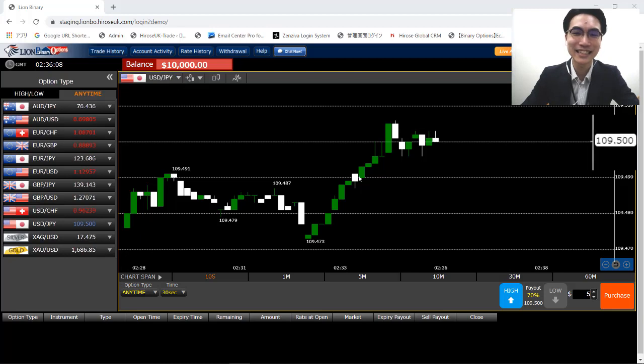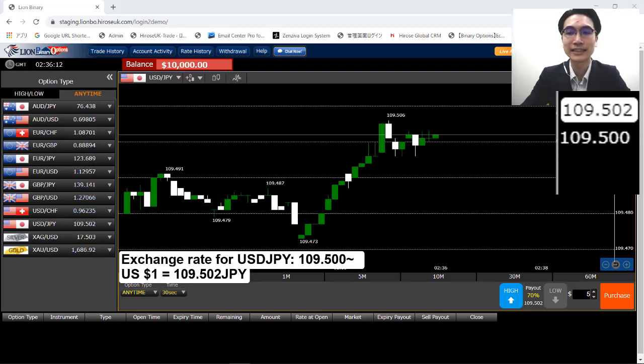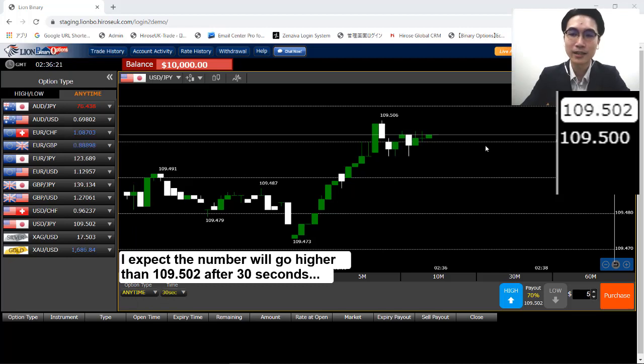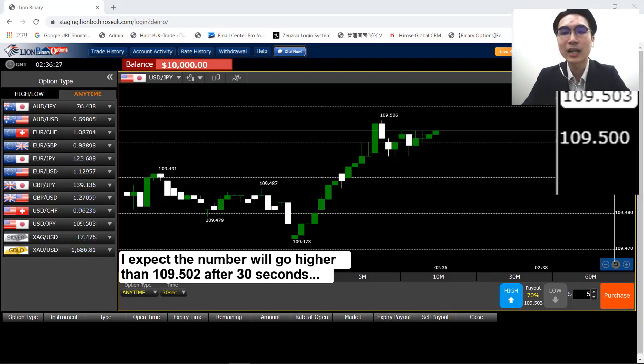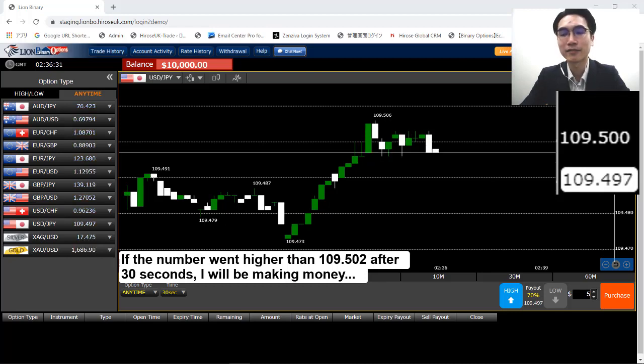For example, let's take a look at the Japanese yen and US dollar here. Let's say the rate now is $1 equals 109.502 Japanese yen. Now after 30 seconds, let's say I expect the rate is gonna go higher than this current rate here. If after 30 seconds the rate actually goes higher than the rate now, then I'm gonna take in profit.